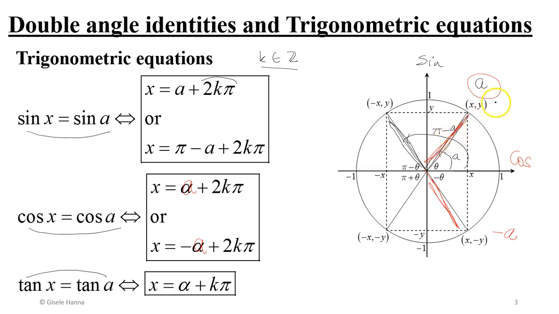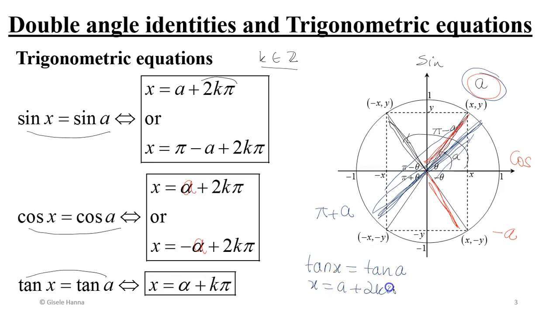In which quadrants do I have angles with equal tan? They're in fact the angles that are diametrically opposite. So if it's in quadrant 1, the other one would be in quadrant 3. If it's in quadrant 2, the other one would be in quadrant 4. So considering the first case, if I have a in quadrant 3, I have pi plus a. So tan x equals tan a would lead to x equals a plus 2k pi or x equals pi plus a plus 2k pi.